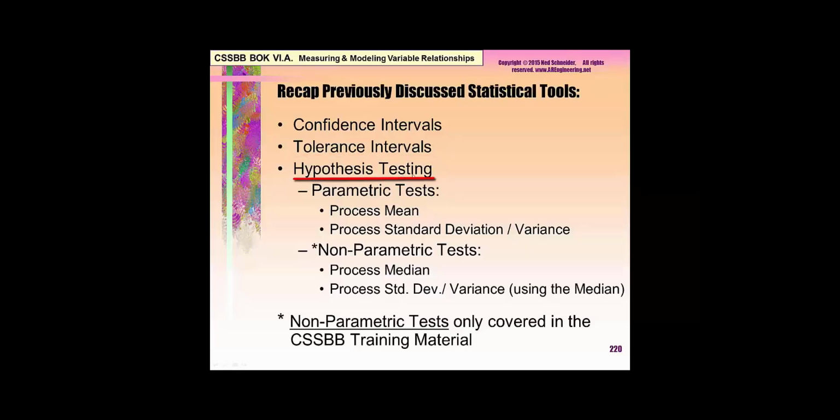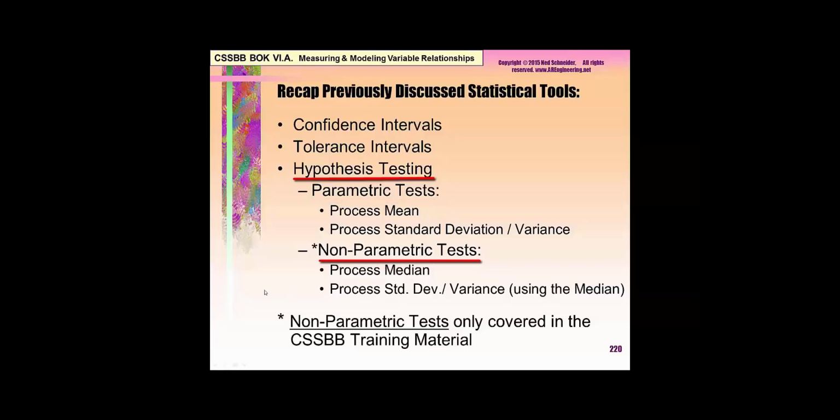Then we discussed hypothesis testing, and the first category of hypothesis testing we discussed were parametric tests, where we did 1 and 2 sample means tests using the T and Z distributions. Then we did process standard deviation and variance tests for 1 and 2 samples using the chi-square and F-test respectively. Regarding the process mean, we also discussed a hypothesis test for when we have 3 or more means to compare, and in that case we used ANOVA, analysis of variance, and again we used the F-test for that comparison.